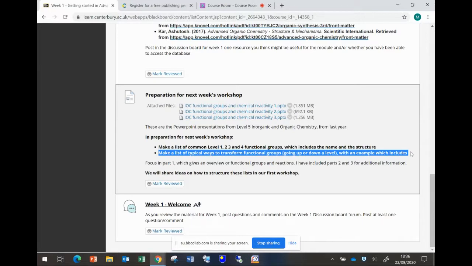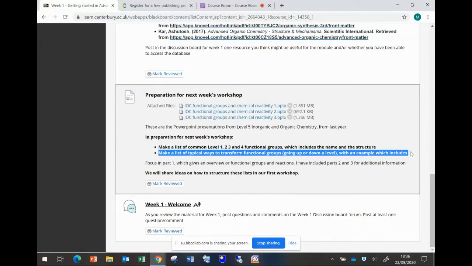One of the several things we will do in our first workshop is, apart from doing exercises to see if we recognize functional groups and suggest transformations to transform one functional group into another, we will share ideas on how to structure these lists, because this list will become incredibly important when we advance throughout this module. We are going to be doing an advanced synthesis module. We're going to be looking at how to make compounds.